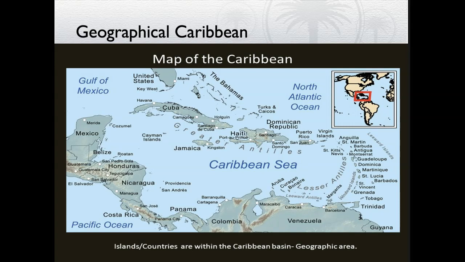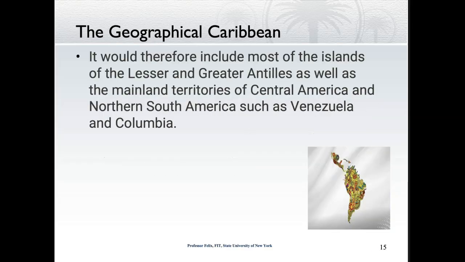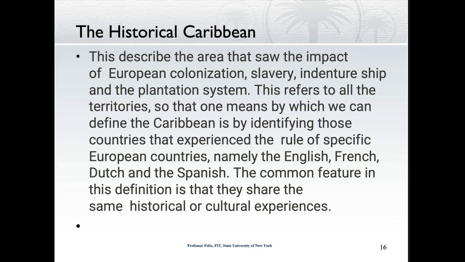The rimland countries of South America, like Venezuela, Colombia, and so on, but also the isthmus countries of Panama, Costa Rica, Nicaragua, Honduras, Belize, and Guatemala, for example. So the geographical definition will therefore include most of the islands of the Lesser and the Greater Antilles, as well as the mainland territories of Central America and northern South America, such as Colombia and Brazil.